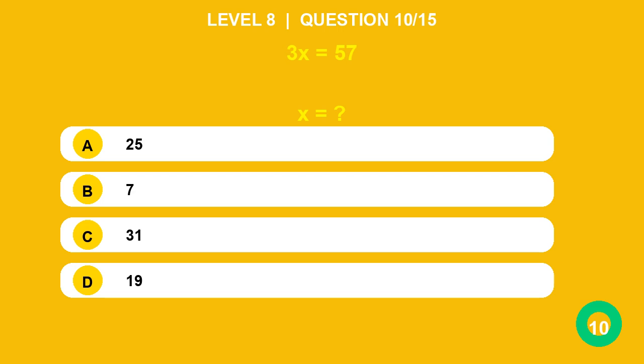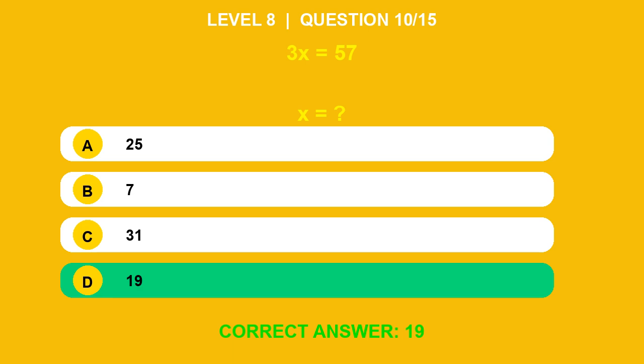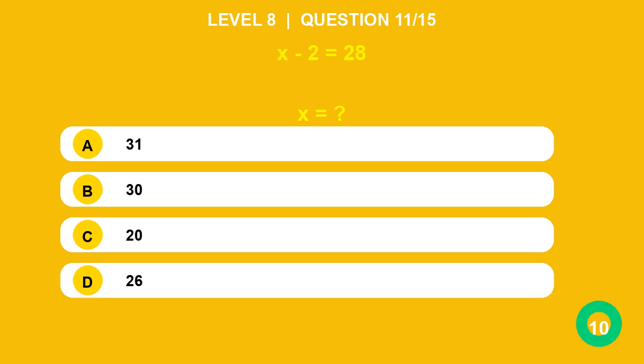3x equals 57. X equals? Answer is 19. X minus 2 equals 28. X equals? Answer is 30.